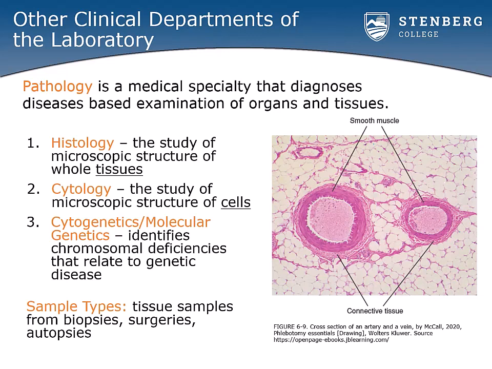Three areas of the A&P department are histology, which is the study of tissues at the microscopic level to detect abnormalities in the structure or function of tissues or organs.